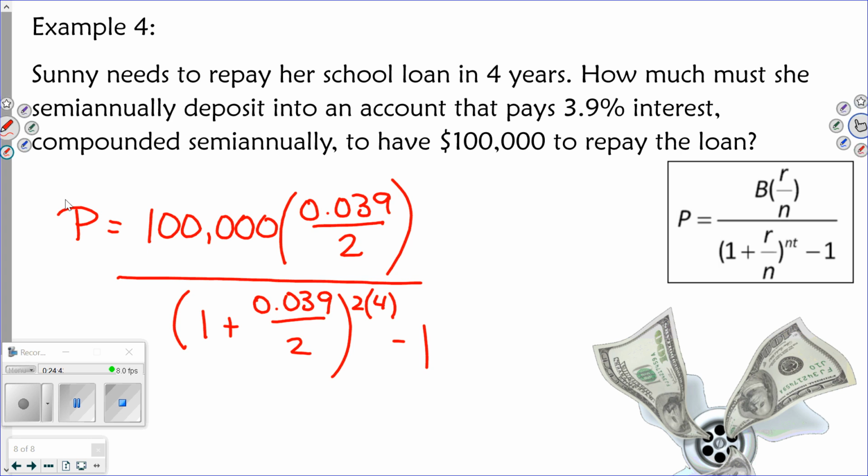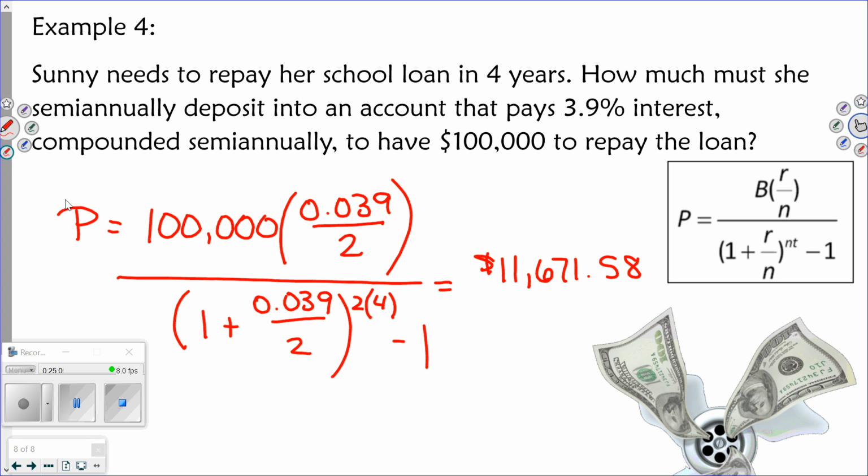Oh, I typed something in wrong. Oh, I got an extra parenthesis in there. That'll do it. There we go. $11,671.58.